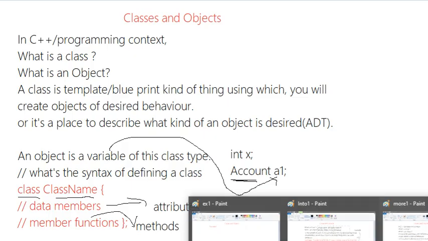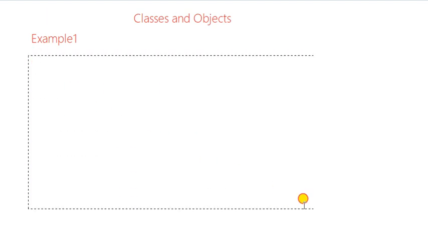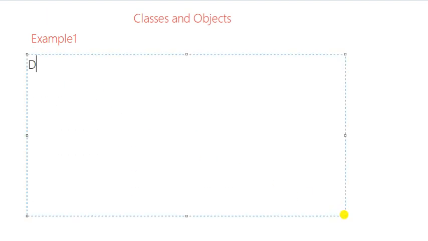This is how we define class and object in programming context. Now let's see one example of how we can do it. We'll take one example. Say define a class called circle.